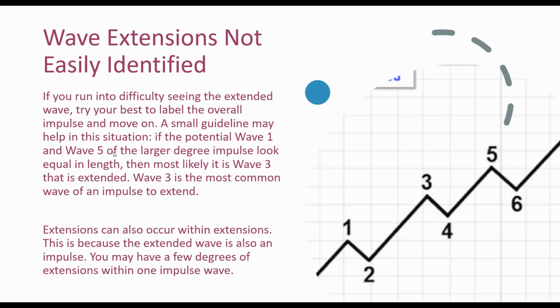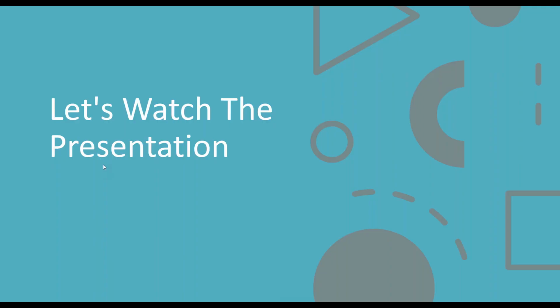Wave extensions are not easily identified. If you run into difficulty seeing the extended wave, try your best to label the overall impulse on the wave. A small guideline may help with the situation. If the potential wave 1 and wave 5 of the larger degree impulse wave look equal, then most likely it's a wave 3. So here, let me share with you this little presentation that's probably going to do a little bit better job than I'm doing right here, explaining it all to you.